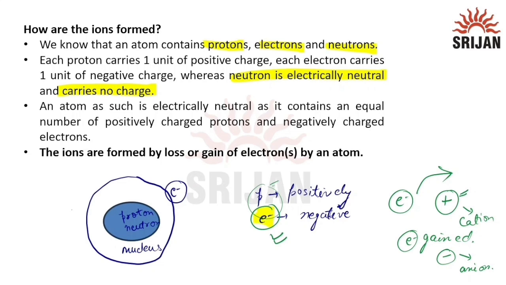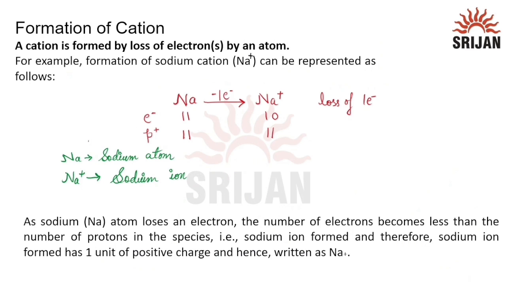Here it is written that an atom is electrically neutral because an atom contains an equal number of protons and electrons. But whenever there is an imbalance between electrons and protons, it results in the formation of ions, and the ions are formed by the loss or gain of electrons. If the atom is losing electrons, it will form a cation because there will be excess protons. If the atom is gaining electrons, then it will form an anion, a negative charge, because it will have an excess of electrons.